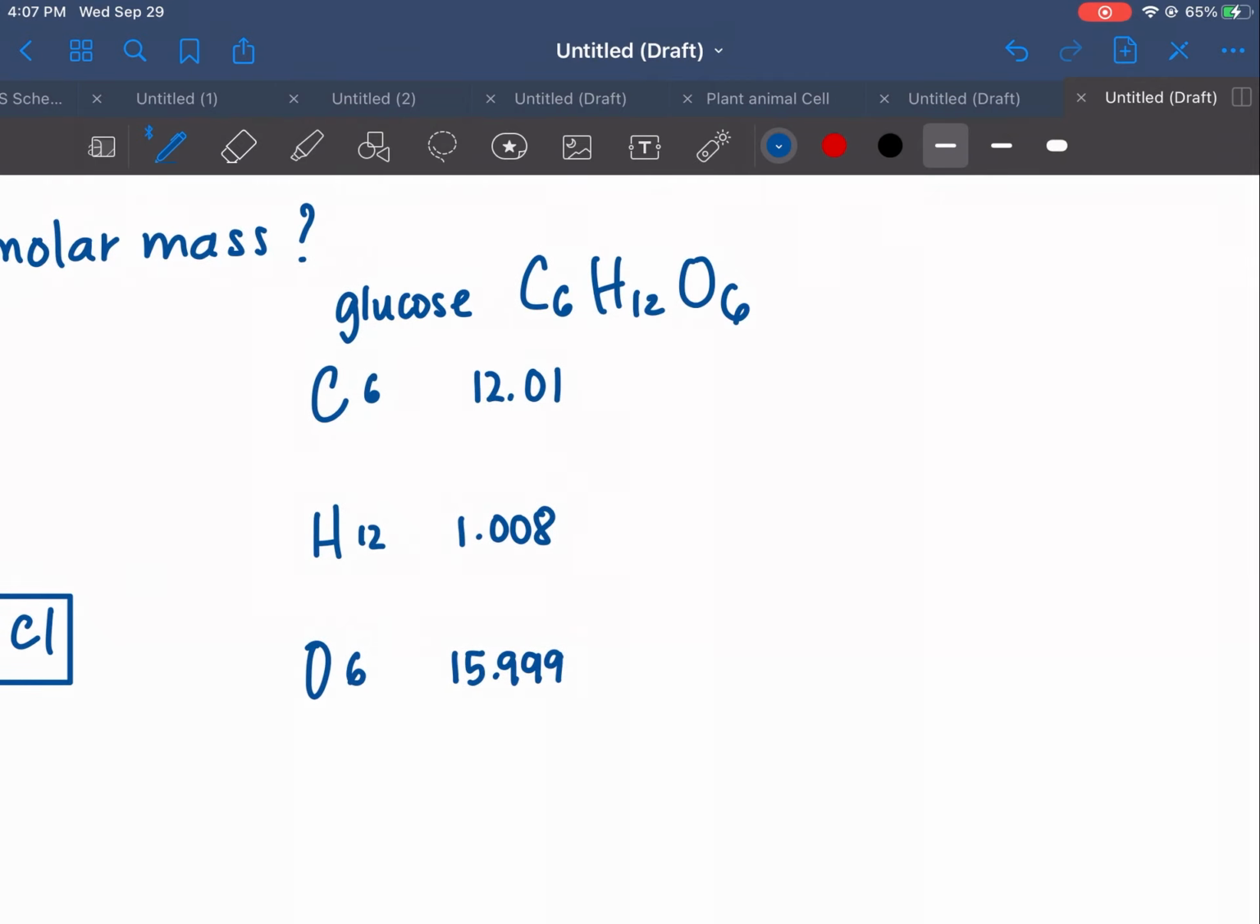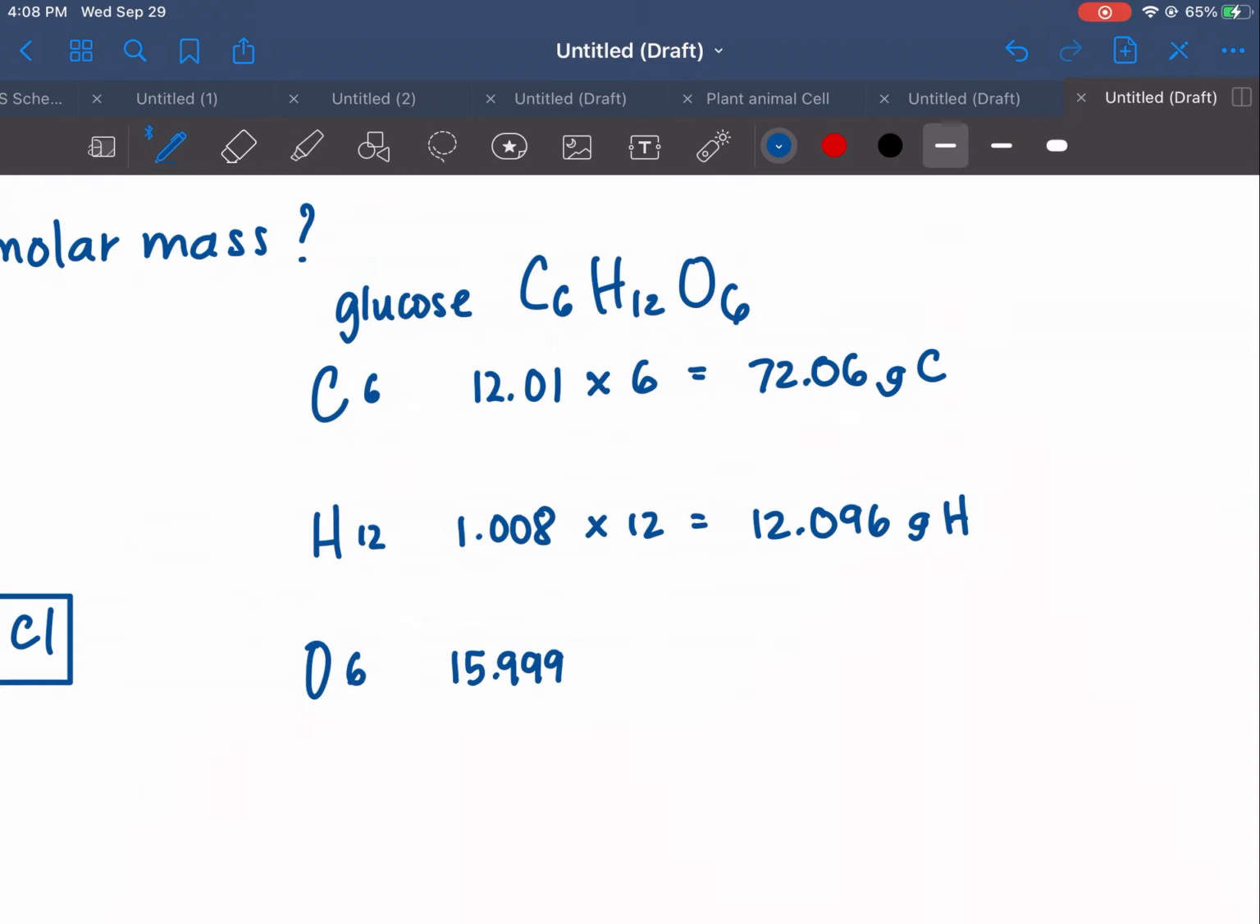Okay? So you see those numbers 6, 12, and 6. All you need to do is multiply the atomic mass by the amount. So 12.01, if you multiply that by 6, it will give you 72.06 grams. Same thing with hydrogen. I know hydrogen is 1.008. Multiply that by 12. That will give you, wait for it, 12.096 grams of hydrogen.